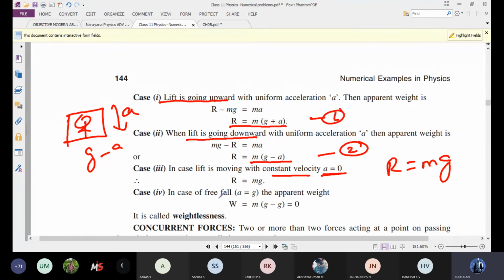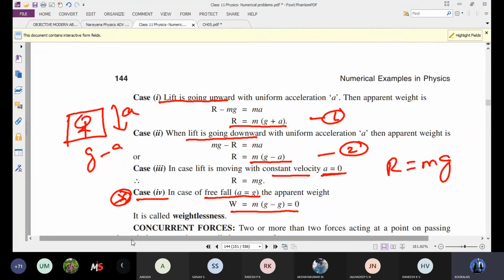Okay, the free fall case: the a value and g value are both equal. Then W equal to 0. Free fall means the acceleration due to gravity and the acceleration of the lift are both equal. So W equal to 0. This is the case for a lift accident. So this is a major case. W equal to 0, the impact is maximum.